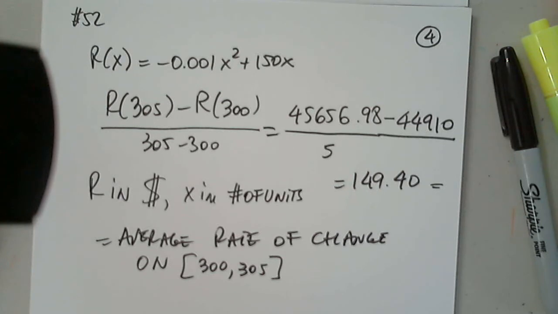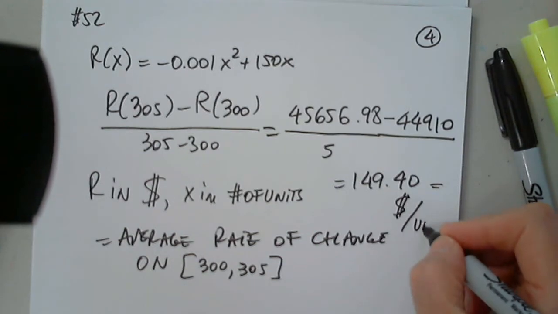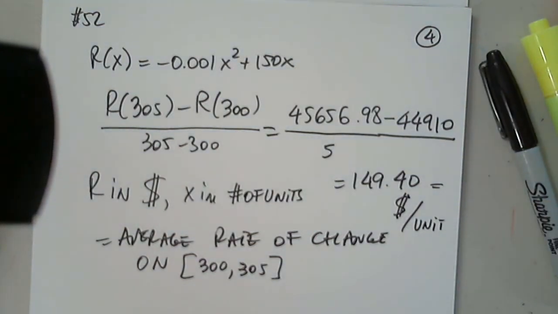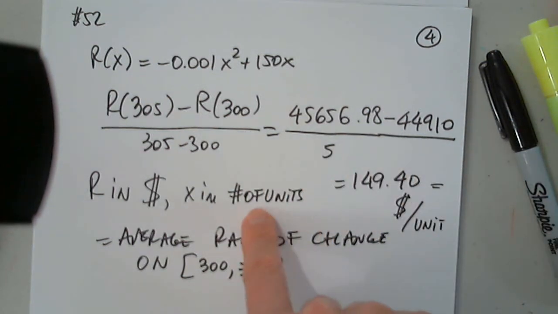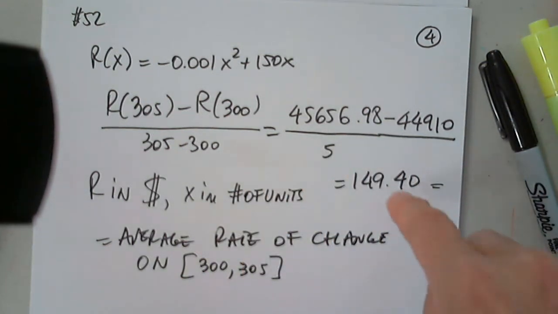Can we see the graph again? Yes, I have it here. R, that's why I wrote it. R is in dollars, X number of units. Dollars per unit? Exactly. The measurement unit for the top is dollars. The measurement unit for the bottom is units. So that's what it is.